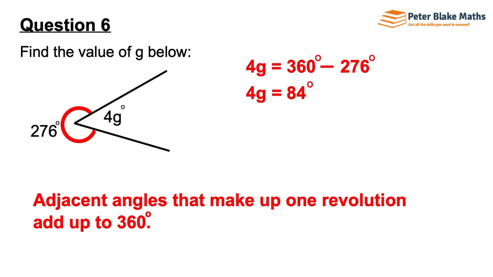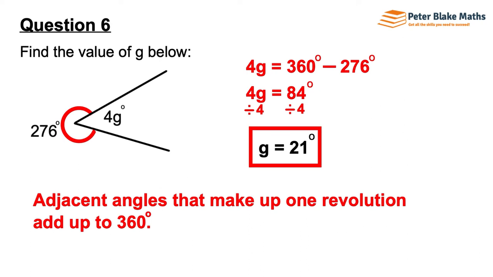So to simplify the right hand side, we just got 4g equals 84. And to get g on its own, which is what we need to do for the question, we'll divide by 4 both sides, leaving us with g on the left hand side and 84 divided by 4, which ends up being 21 degrees on the right hand side. So g equals 21 degrees.